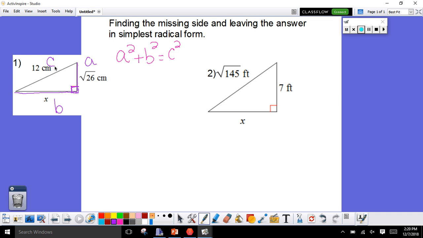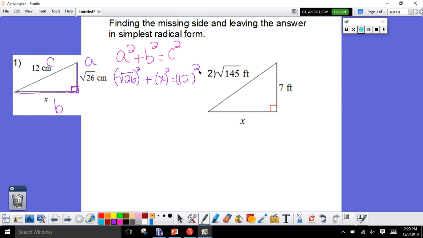So the next step is going to be to substitute for every variable in my formula. So I'm going to replace the A with the square root of 26. I'm going to put my plus sign, then I'm going to replace the B with the variable x squared. Then I am going to replace the C with the number 12. Make sure that every single time that we're working with Pythagorean theorem, we're going to be squaring our numbers.